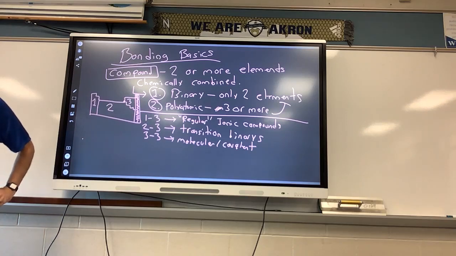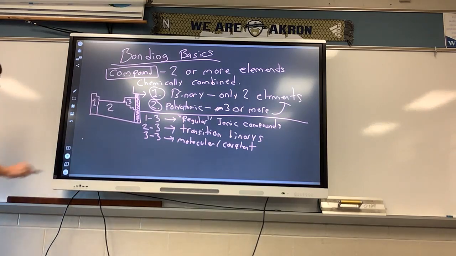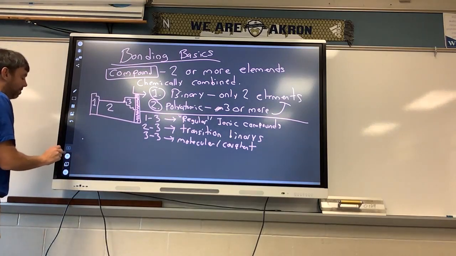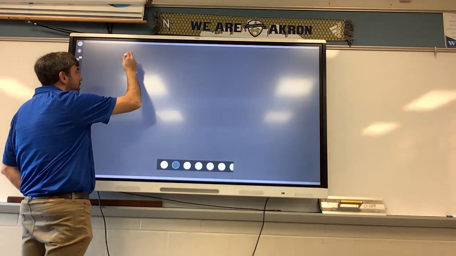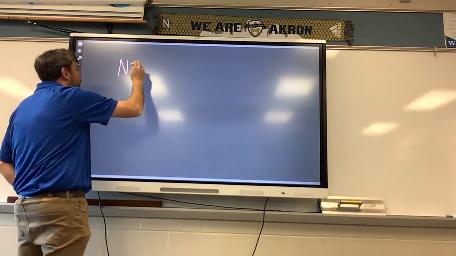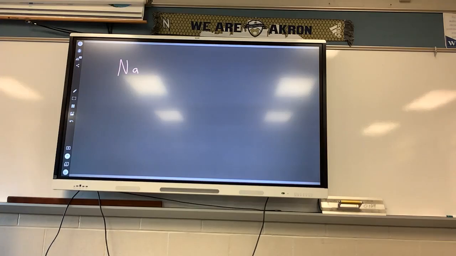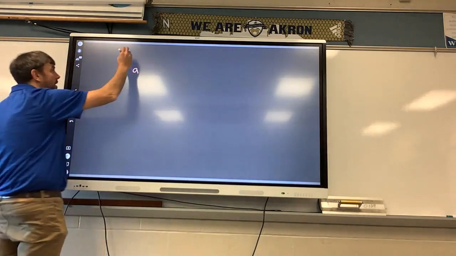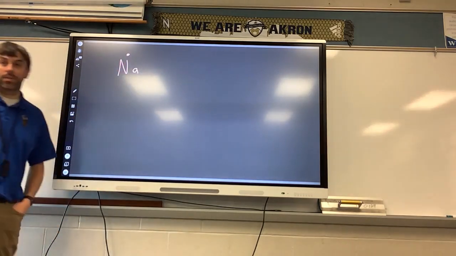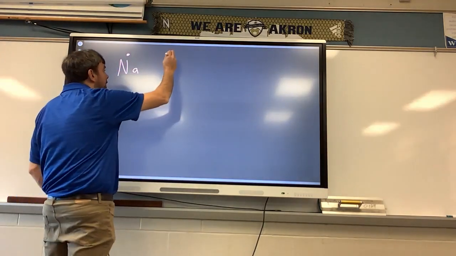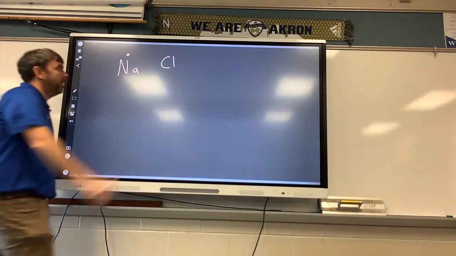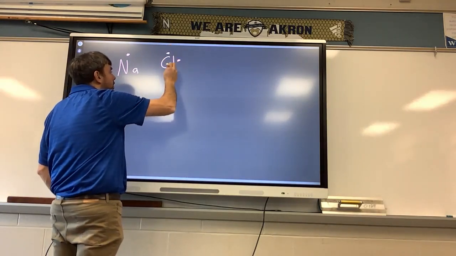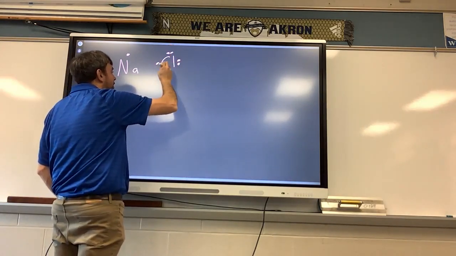Are you caught up? Are you ready to actually make a compound? Okay, we're going to do it. If I was going to actually make a compound, here is what it would look like. Here is sodium. Sodium has how many valence electrons? 1. So if I did a Lewis dot structure, it would have 1 dot. Agreed? Chlorine has how many valence electrons? 7. So how many dots would it get? 1, 2, 3, 4, 5, 6, 7.